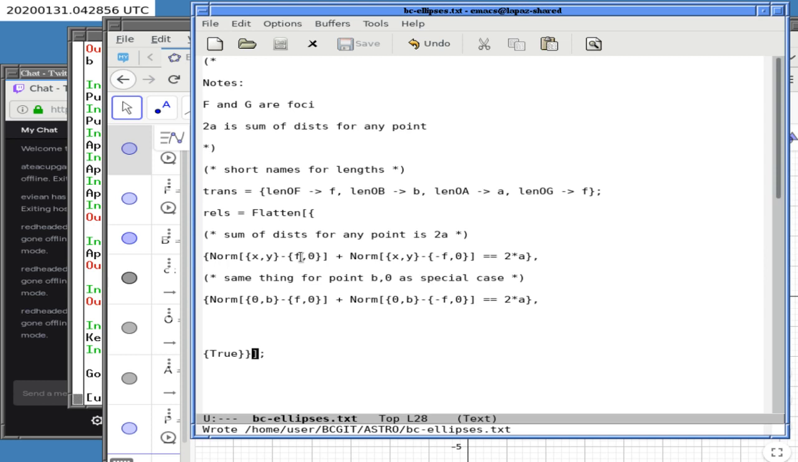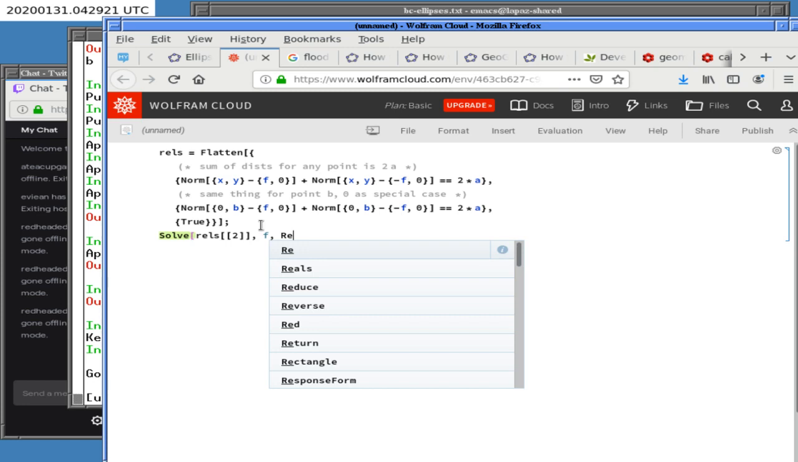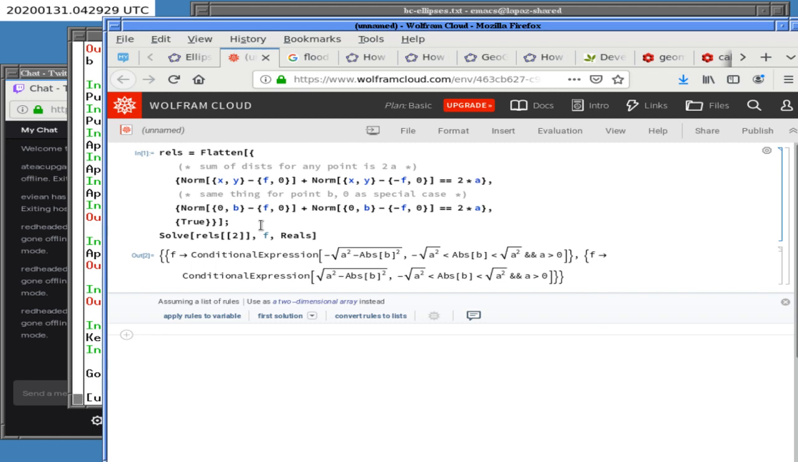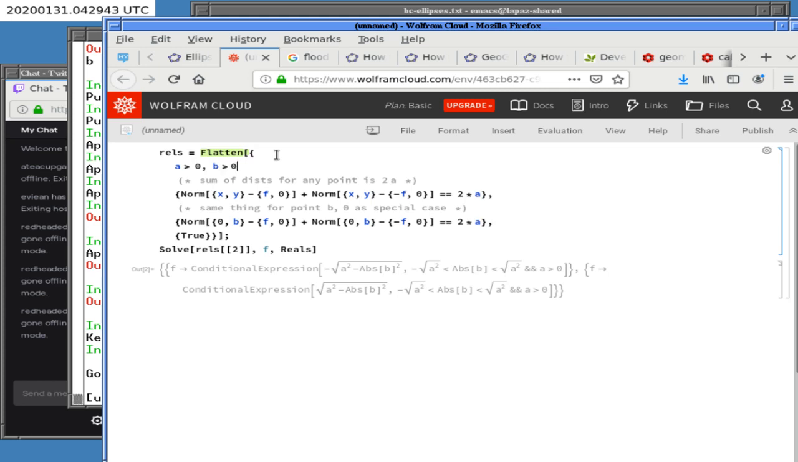Because we can solve for f using this. So using the second, we can solve rels 2 in terms of f. And that should actually work. Okay, so we do know a greater than 0 and b greater than 0. I don't know if that's going to accept that, but let's try it real quick. Now, I don't know if that's going to help it solve that or if it's going to consider that to be, yep.